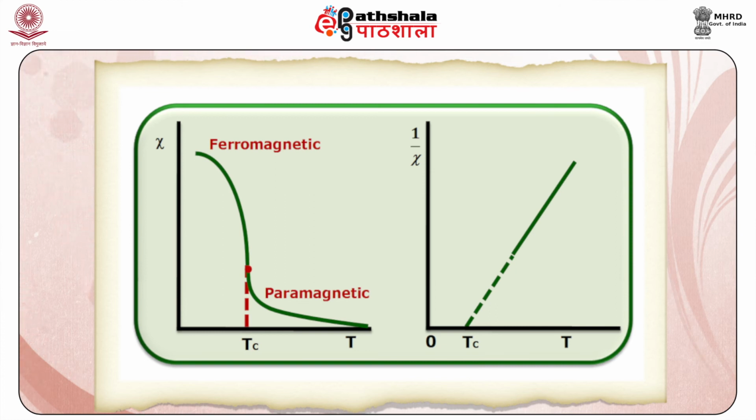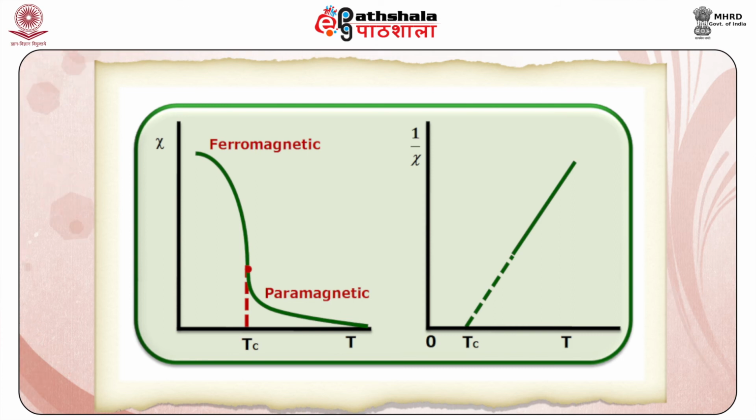For ferromagnetic substances, theta is positive, that is, theta is greater than 0. Whereas for antiferromagnetic substances, theta is negative, that is, theta is lower than 0. The magnitude and sign of theta can be obtained from a plot of 1/chi versus T. Theta is replaced by the term Tc, the Curie temperature, for ferromagnetic substances.